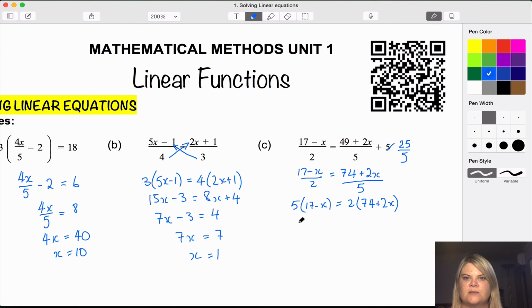expand this out, 5 times 17 is 85 minus 5x, 2 times 74 is 148 plus 4x. The highest value here is 4, the highest coefficient of x. 4 plus 5 is 9x. And 85 here. 85 minus 148, negative 63 equals 9x. X equals 7.